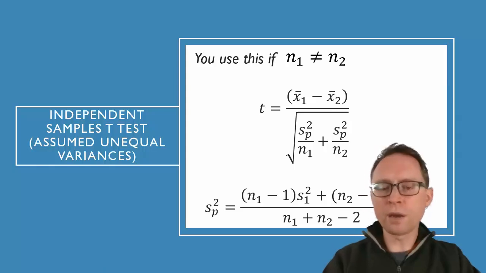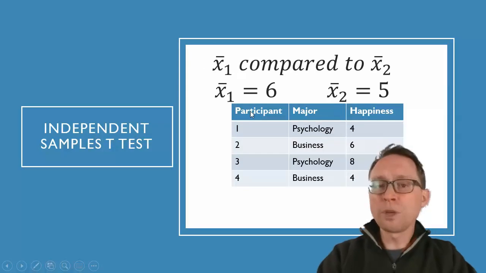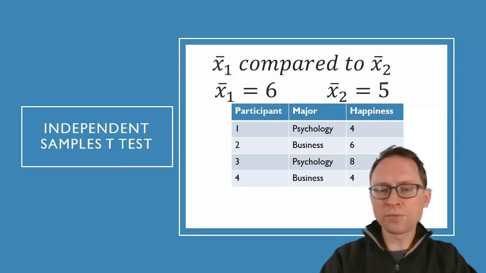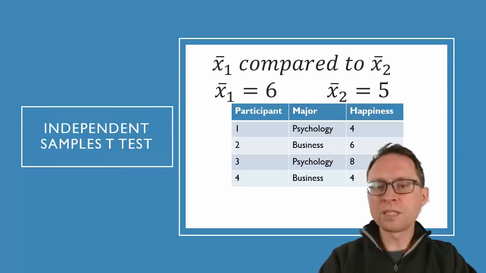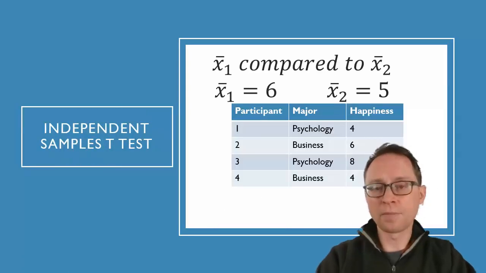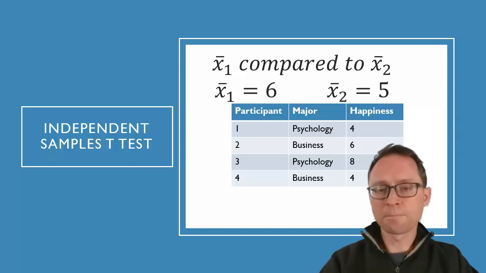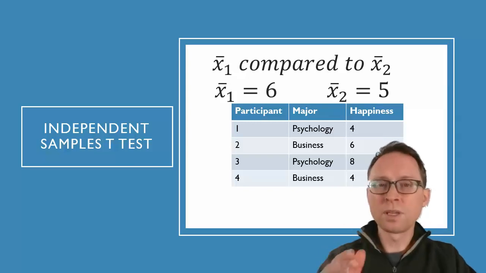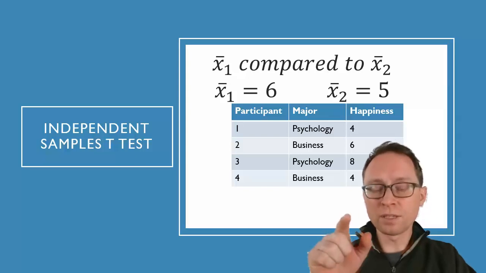So what we're going to do right now is I want you to go ahead and use the new equation, which is this one right here, the new equation on these data. These are the data that we had last time. So I want you to do the new equation on these data and see if you come up with the same t statistic. So first, calculate the pooled variance for these data.